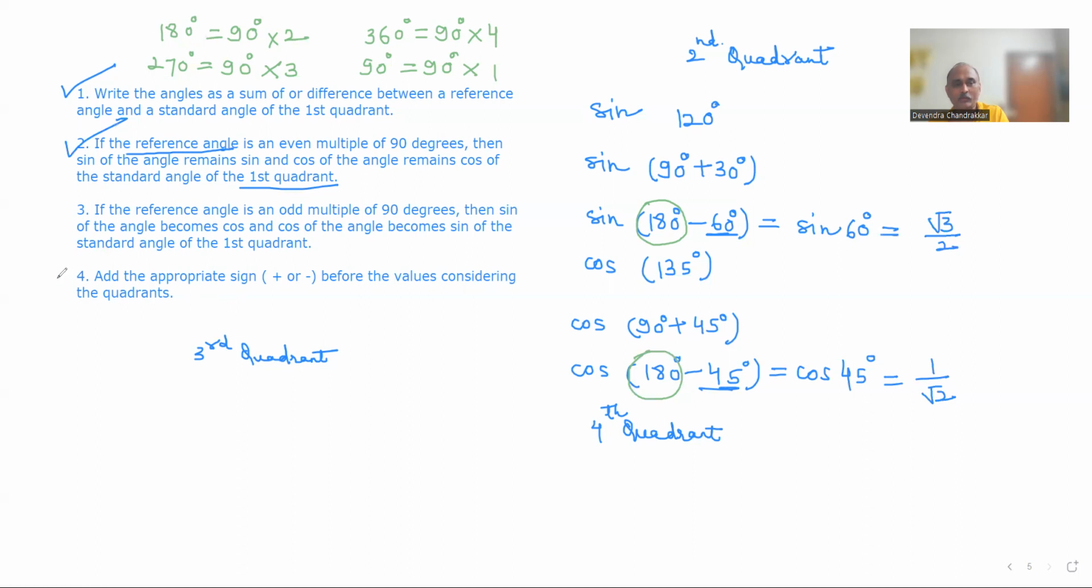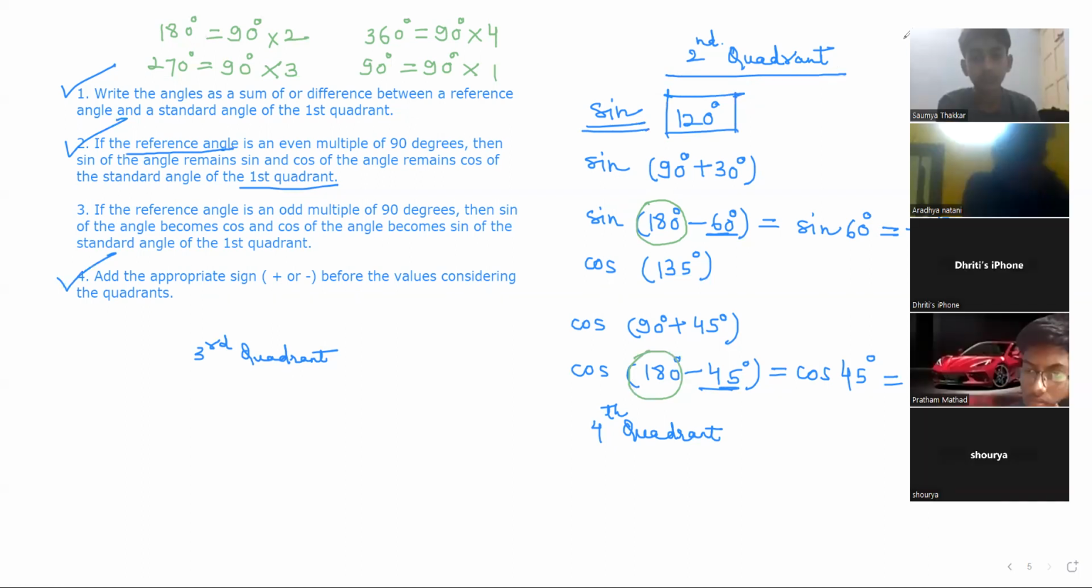Yes. Now add the appropriate sign before the values considering the quadrants. So this angle lies in which quadrant? All of you? Second quadrant, right? In second quadrant, sign of all the angles are positive. Say yes or no, kids, please. Yes, sir. Very good. So can I put positive sign here? Yes. Sign is positive, right? Now what about the last one? Cos is negative or positive? Dhriti, cos is positive or negative in the second quadrant?